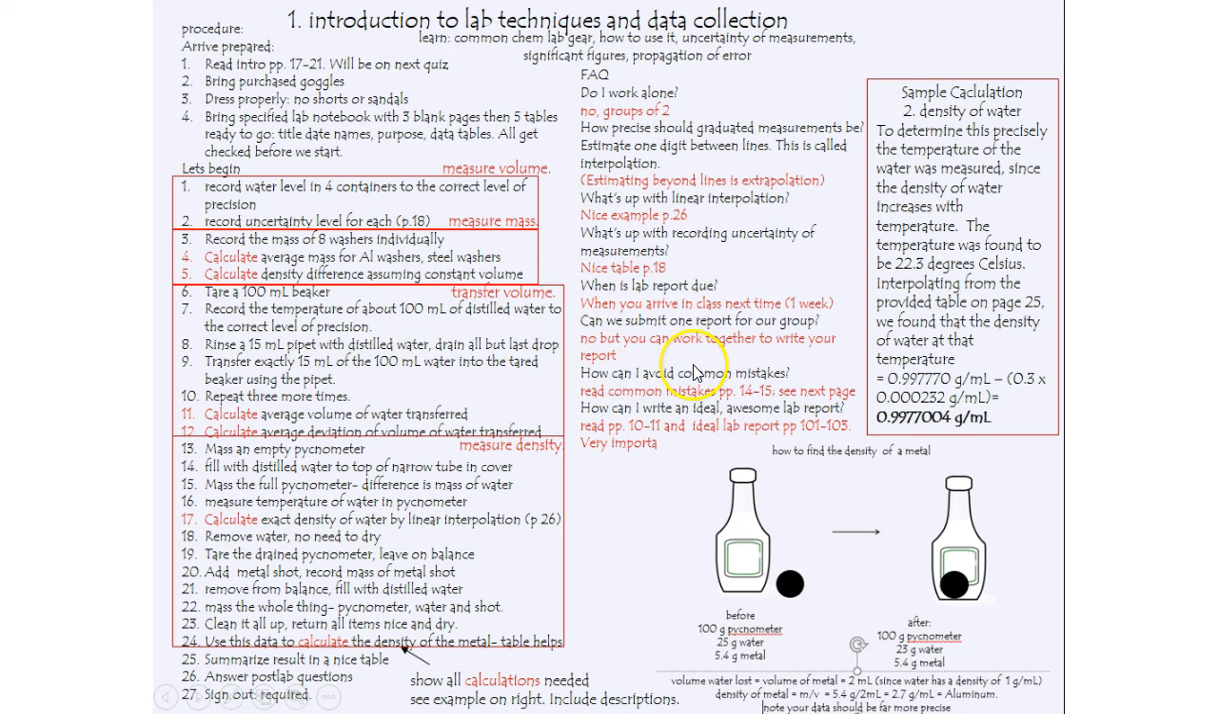How do you avoid the common mistakes? Well, that's a good question to ask for your first lab, because these are typically when you will make them. So if you want to avoid them, read the common mistakes section on pages 14 through 15 of your laboratory manual. It's nicely outlined, the most common ones, and there's a lot of detail there. Also, if you want to write an absolutely awesome lab report, an ideal lab report is provided in the last couple of pages of the laboratory manual. So I'd recommend you read pages 10 through 11 and the ideal lab report on pages 101 through 103.